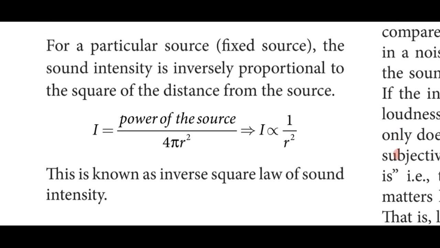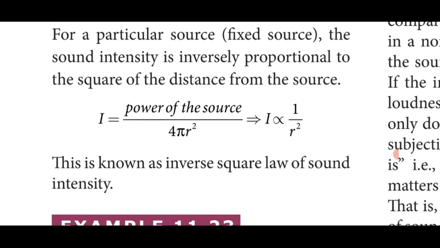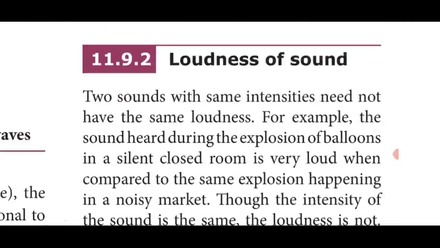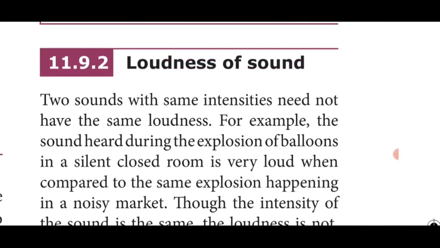That means I is equal to the power of the source divided by 4 pi r squared. That is, I is proportional to 1 by r squared. This is known as the inverse square law of sound intensity. Very important one, inverse square law. Next we pass on to loudness.